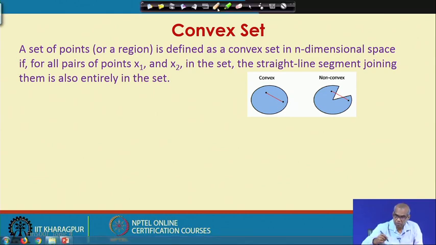For example, consider this region. You take any 2 points within this region, join them by a straight line, the line will always lie within the region. So, this is a convex region, or the points will constitute a convex set. Whereas, here it is possible that you can take 2 points and the line segment joining these 2 points will not lie entirely within the region. So, this is a non-convex region and the points constituting this region are a non-convex set.